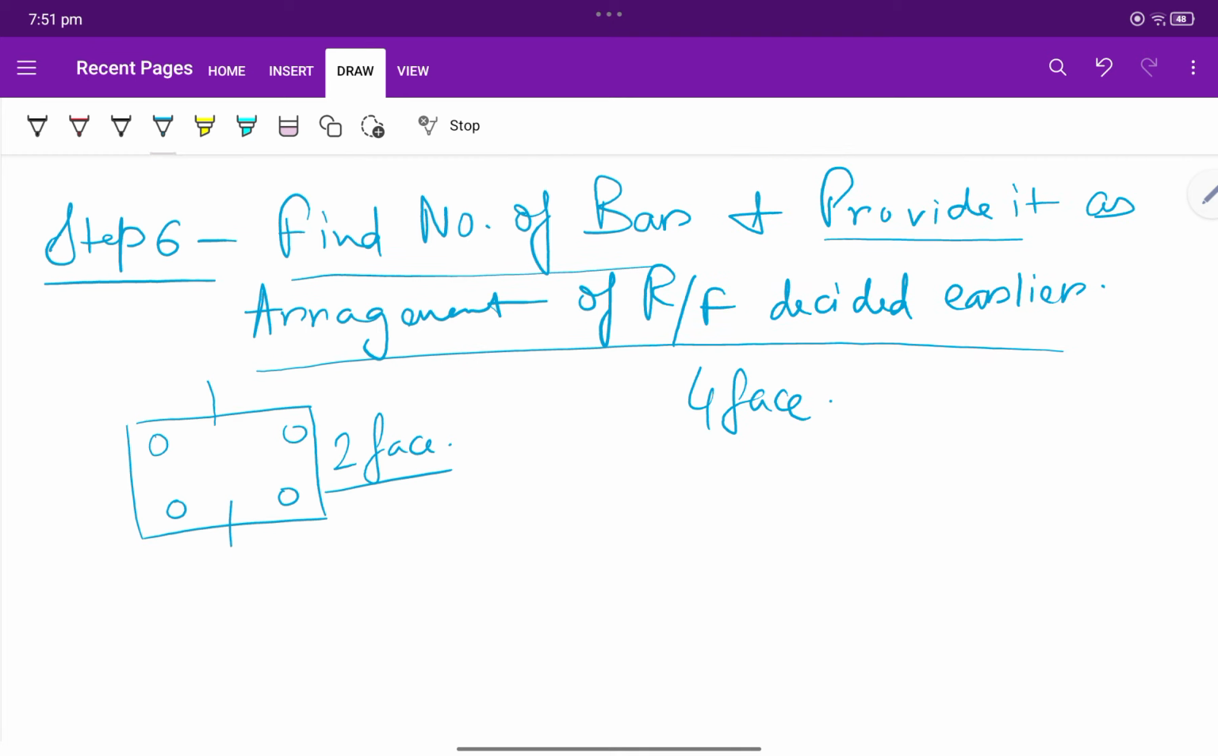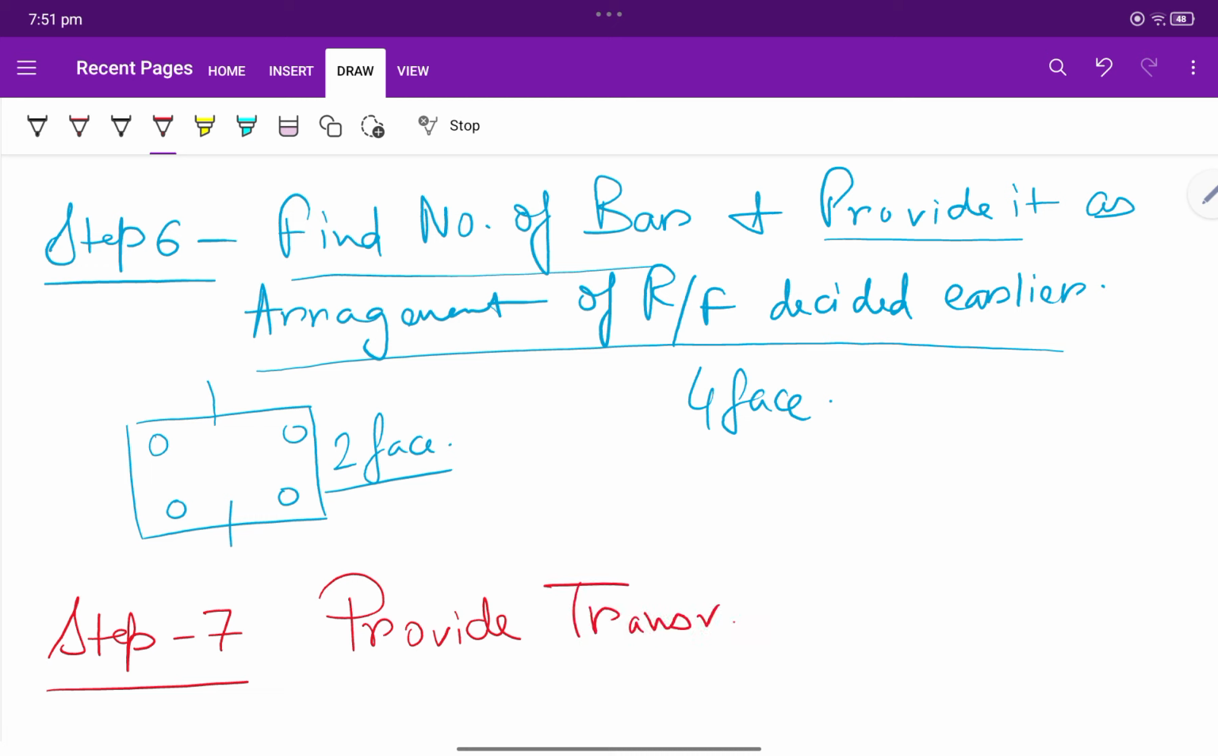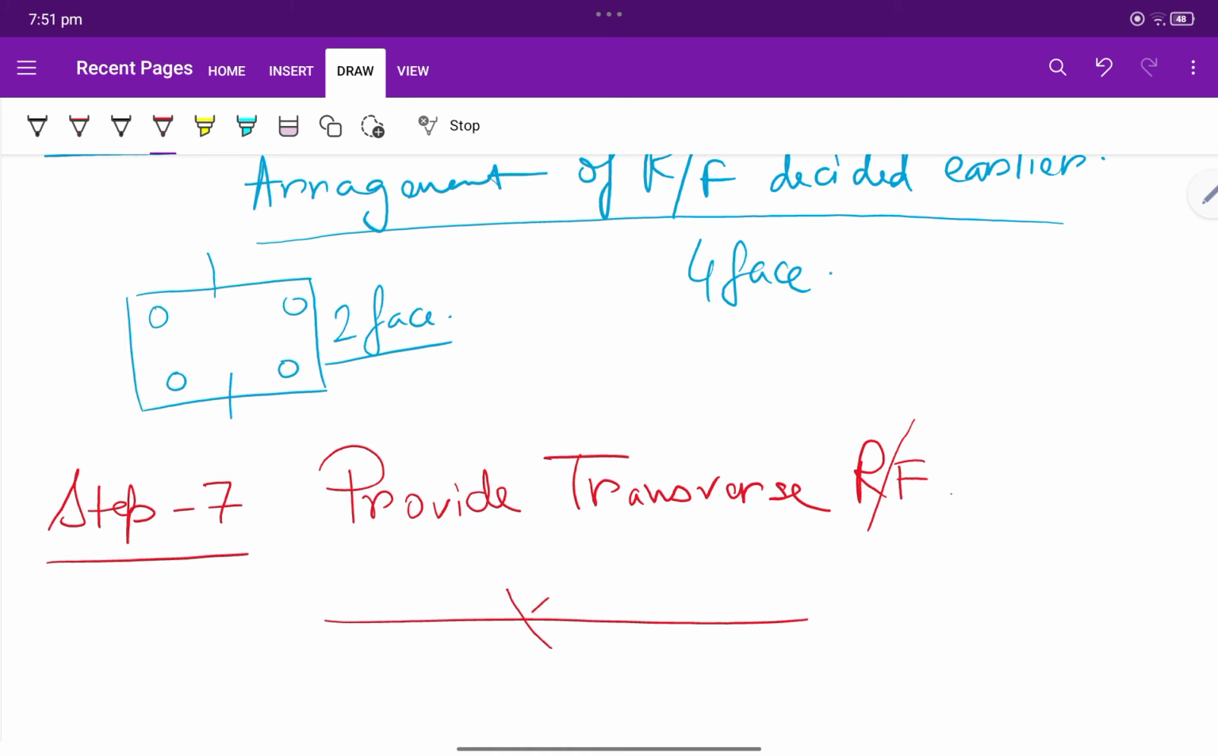The step 7 is required, the last step. The step 7 is provide transverse reinforcement. So this is the design of a column with axial load and uniaxial moment. So we are ending the lecture here. In our next lecture we will see a numerical based on this concept. Thank you.